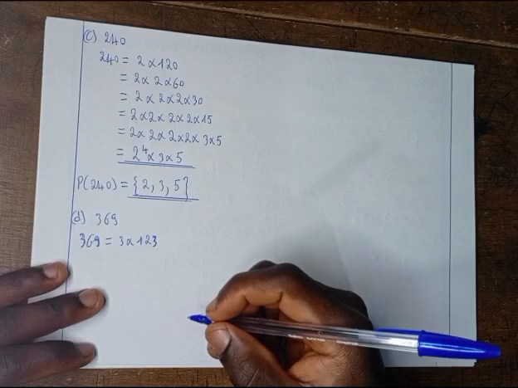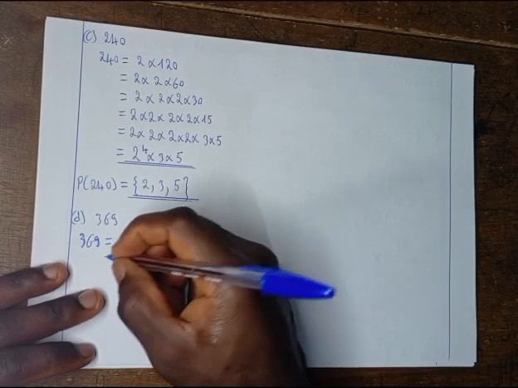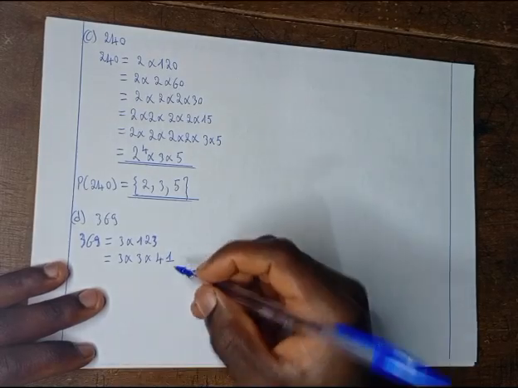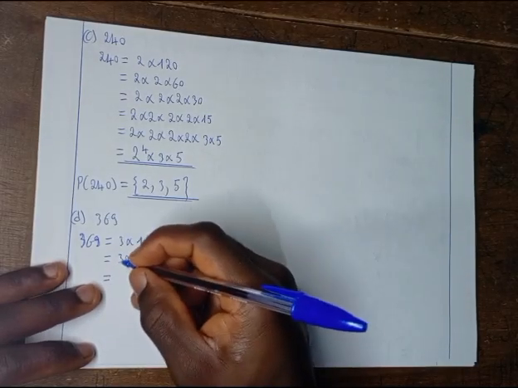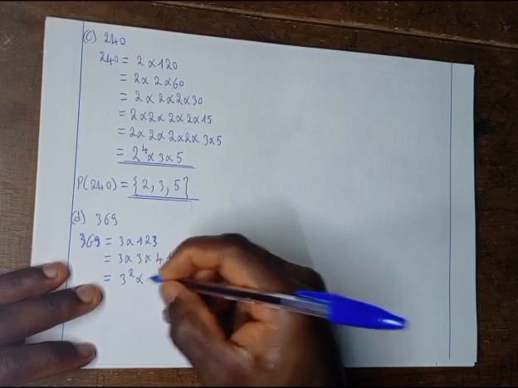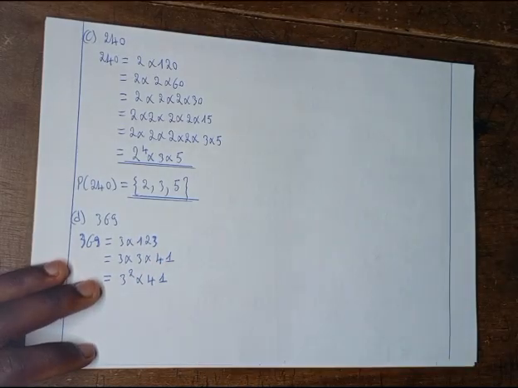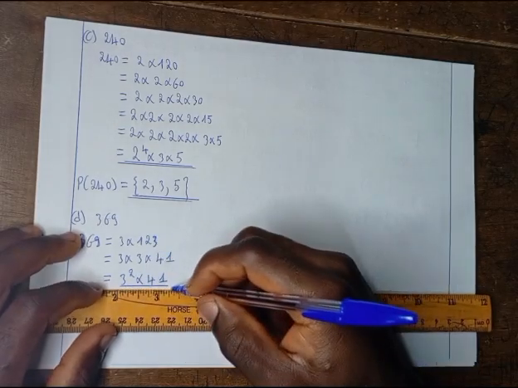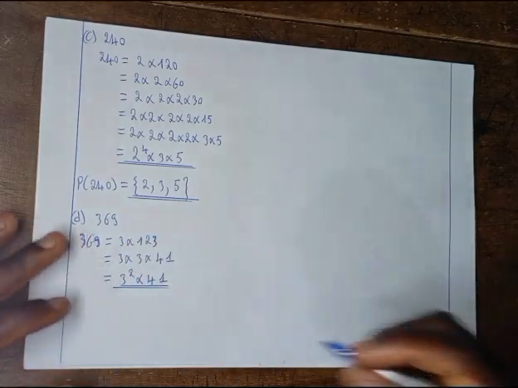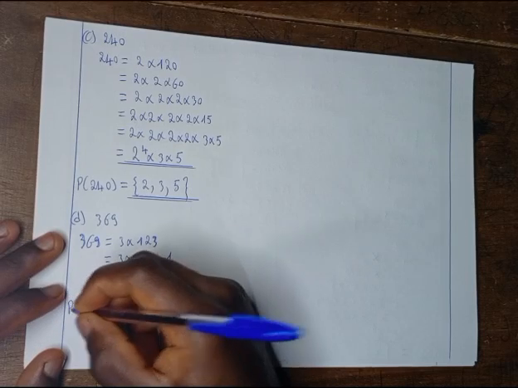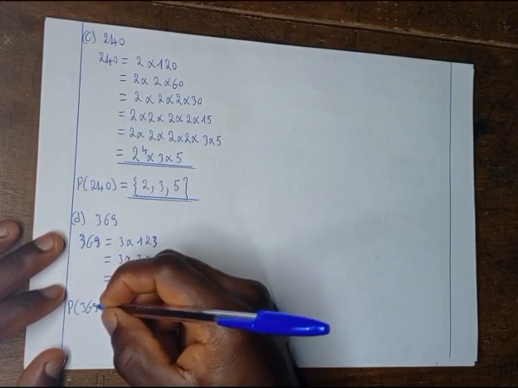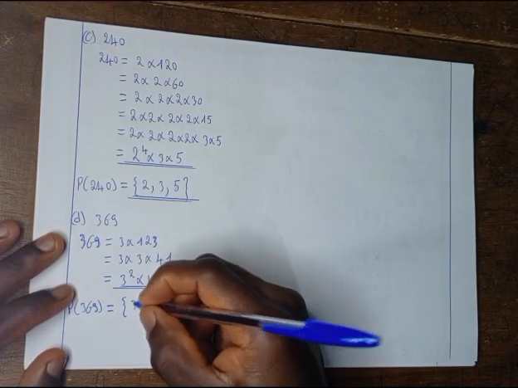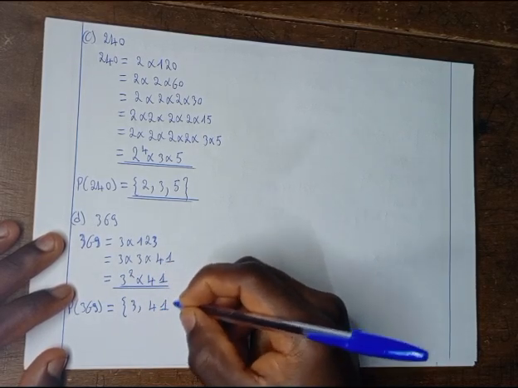The next, if we divide 123 by 3, it gives us 41. This will be equal to 3 times 3 times 41. We know 41 is a prime number, so this will simply be equal to 3 raised to the power 2 times 41. So this is the prime factorization of the number 369. Now we are to write down the prime factors of the number 369. The prime factors will simply be 3 and 41.